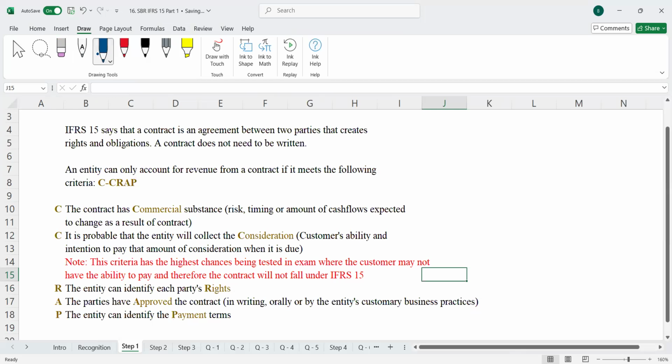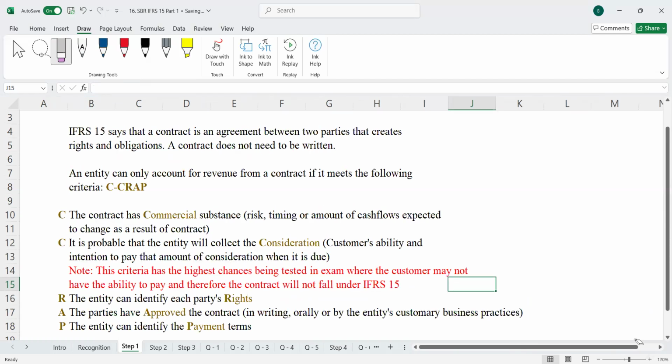So the mnemonic is CCRAP. The first C stands for commercial substance. The second C stands for probable that the consideration will be collected. R is rights of each party identified. A is parties have approved the contract, and P is the entity can identify the payment terms. All of these need to be present before you start recognizing revenue.